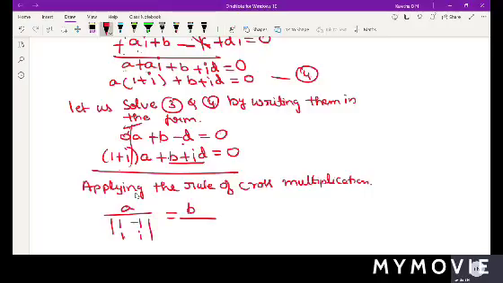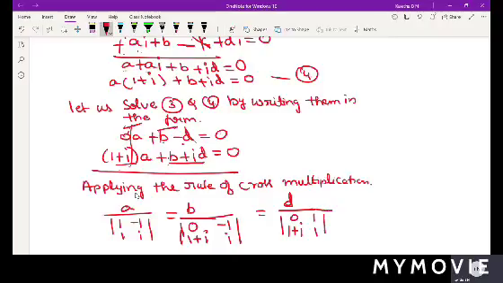Then take b. For b, the coefficient of a is 0 in the first equation and 1 plus i in the second. The coefficient of d is minus 1 and i. Then take d. Don't take the coefficient of d. Here the coefficient of a is 0 and 1 plus i, and the coefficient of b is 1 and 1.